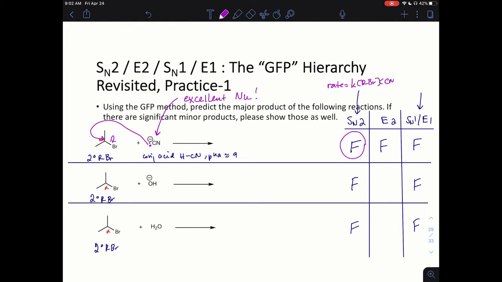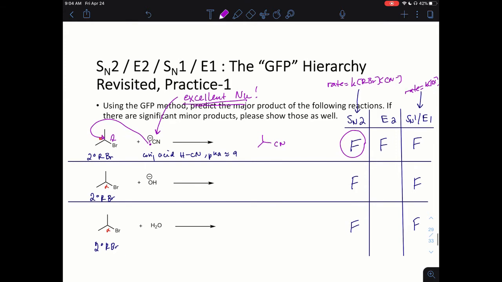SN1/E1 does not. So it does not really matter how good of a nucleophile you have for SN1/E1 because it's not in the rate law. But because cyanide is an excellent nucleophile, that will favor the SN2 here, and we will see the substitution product, the alkyl cyanide. All right. And then, of course, I will mention if this were chiral, you would get inversion. And it would be important to realize that this happened via SN2 because you would get inversion.